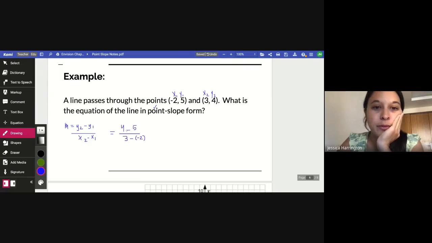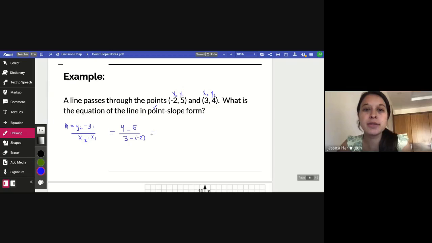Okay. 4 minus 5 is negative 1. 3 minus negative 2 becomes 3 plus 2, right? Add the opposite. So that's just 5. So my slope is negative 1 over 5. So now, I'm going to write this here so we can remember that.